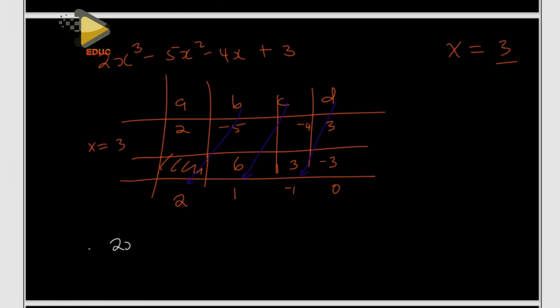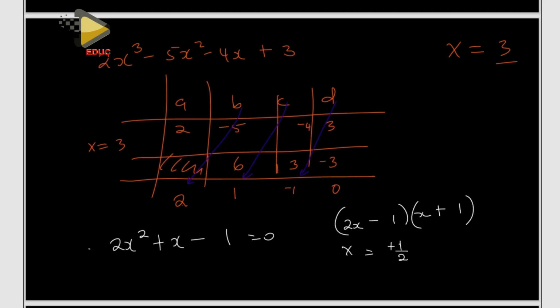So I'll have 2x squared plus x minus 1 as my new quadratic, which I need to solve. Or you can use long division. You still end up with the same thing. So it's going to be 2x and x, 1 and 1. I can make this a plus and a minus. So x is a half, or x is -1.